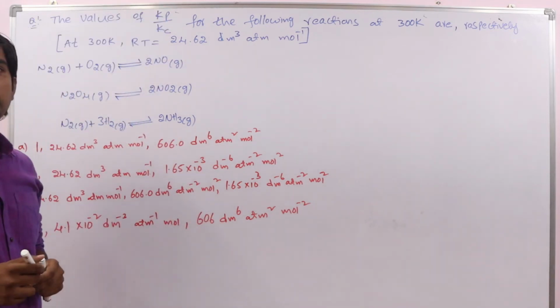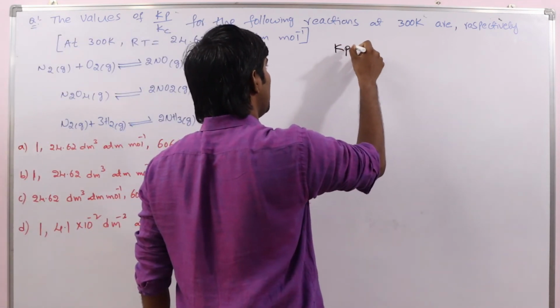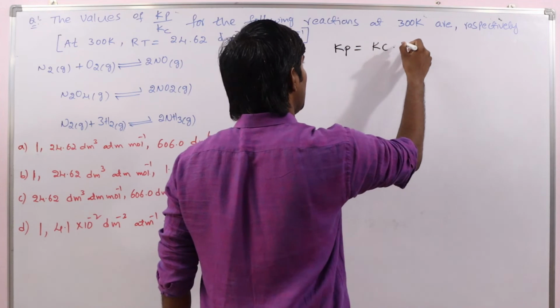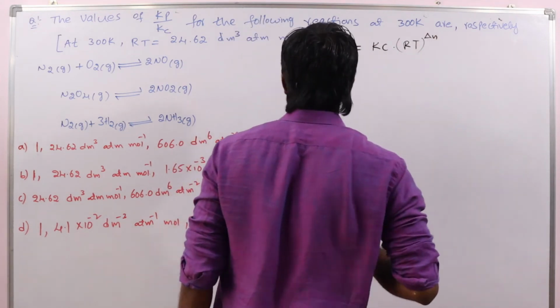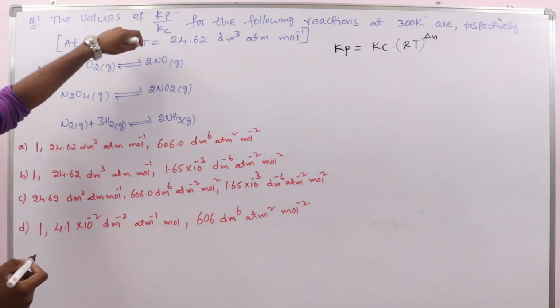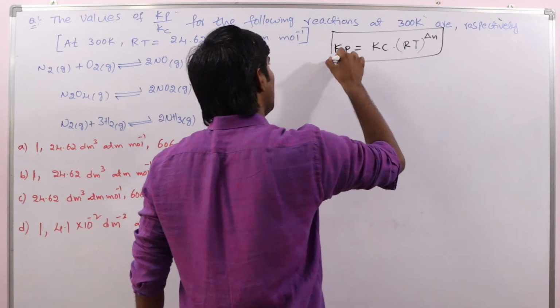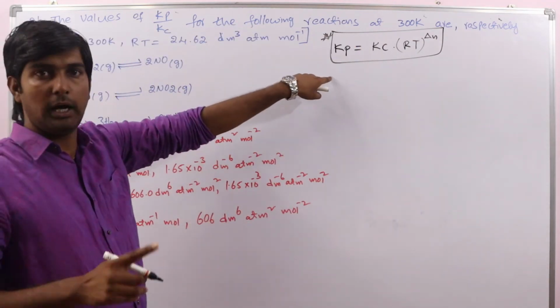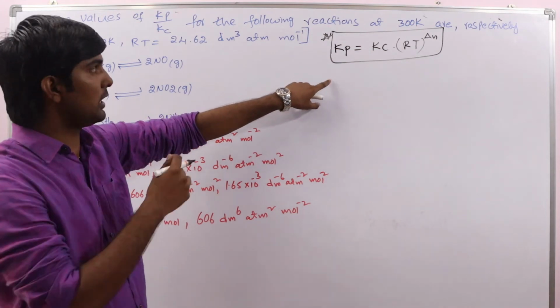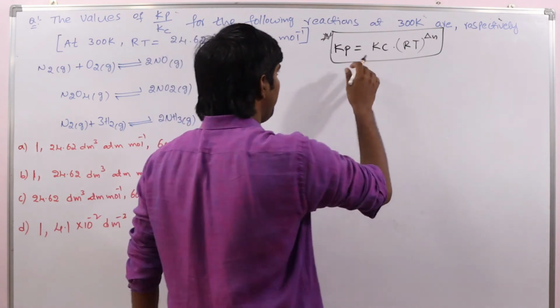Again, what is the relationship between Kp and Kc? Previously we discussed this relation. Kp is equal to Kc into RT power delta n. But here they ask you to calculate Kp by Kc. This is the original formula, so you should remember this. Based on this relation, we already discussed one problem. This is another type of question related to the same formula.